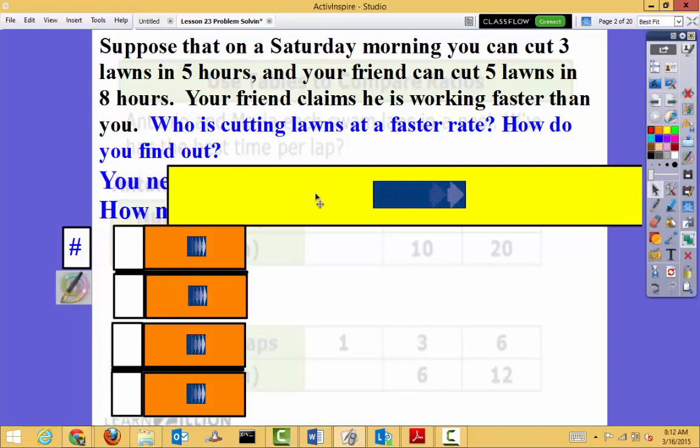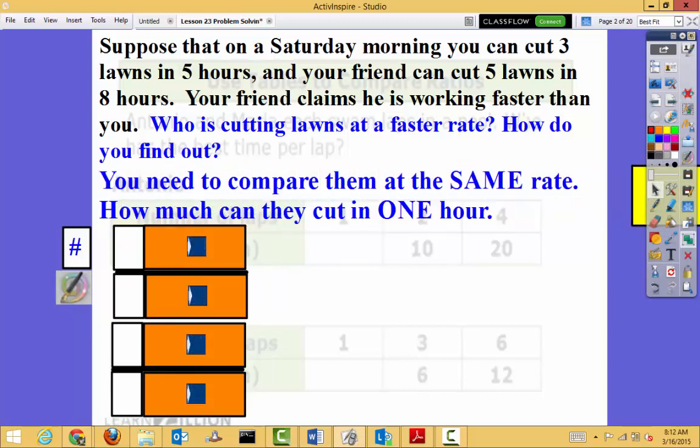Well, the first thing we need to know is this. We need to compare them at the same rate. How much can they cut in 1 hour? I can't compare 8 hours to 5 hours. If I could, I could easily just say, well, he cuts 5 lawns in 8 hours, so he cuts more. But this person is working in 5 hours, so they're naturally going to cut less. So what we need to do first is find them at the same rate. We need to find their unit rate.